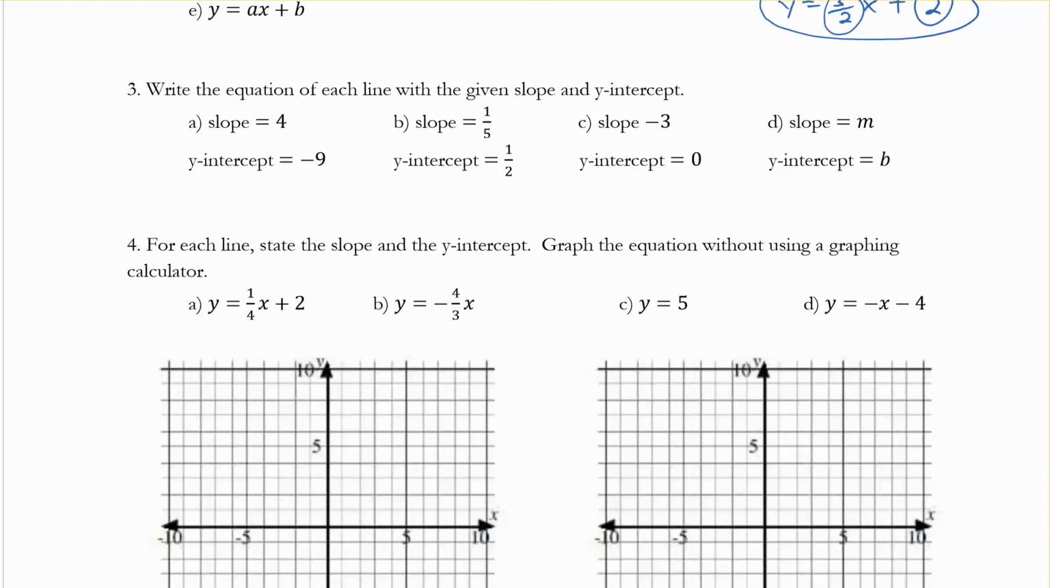So knowing what I've shown you, I'm going to let you go ahead and see if you can write these equations with a slope of 4 and a y-intercept of -9 and the rest of these.